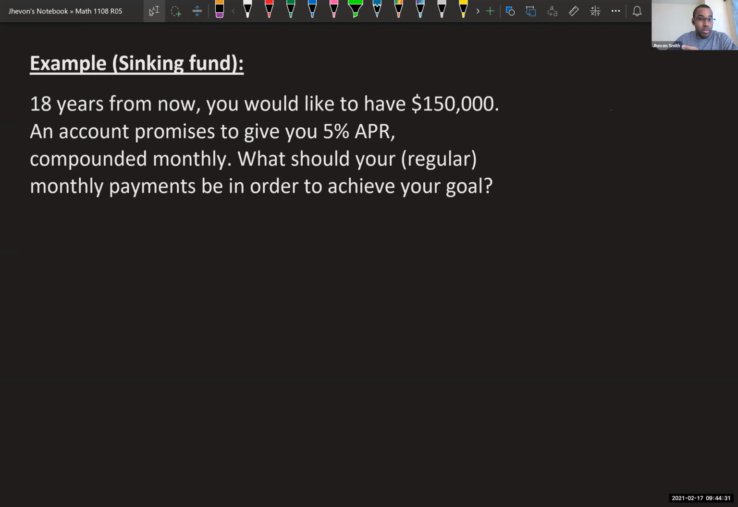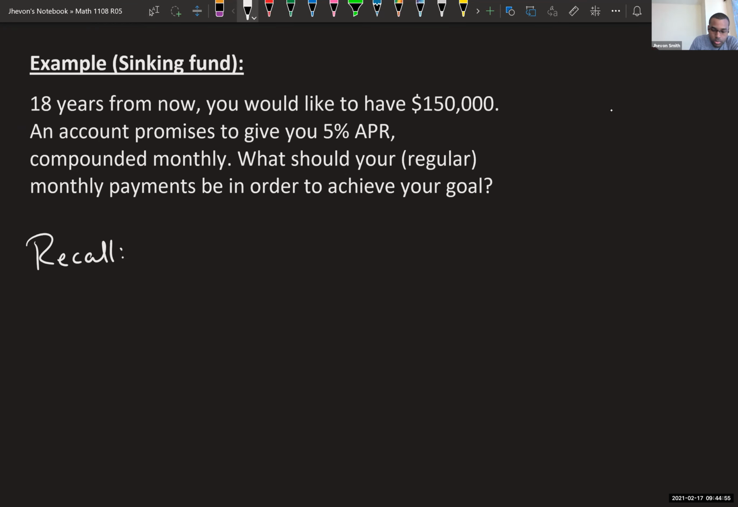What payments do I need to achieve that, right? So I don't have $150,000 now. What can I pay per month into an account giving me 5% that can get me $150,000 18 years from now? Okay, so this is actually a formula that we used before. So let's just jump into it.